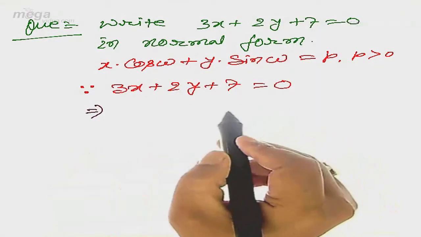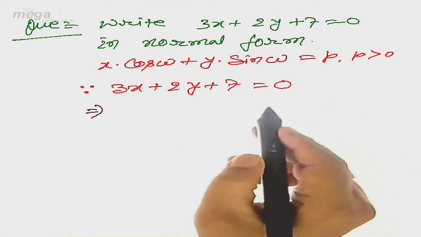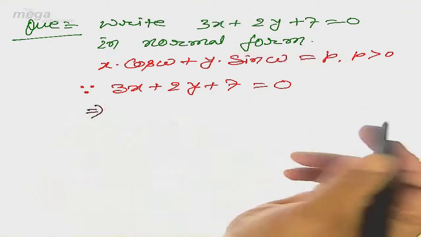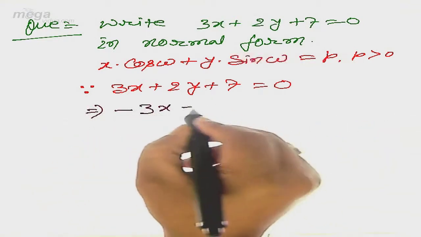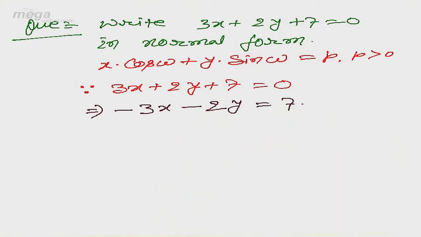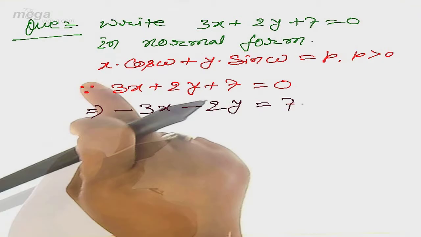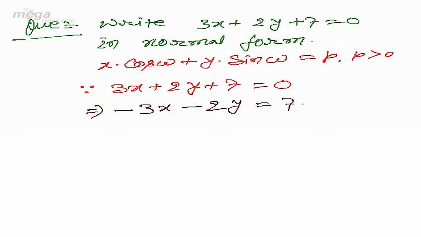But when you transfer this 7 to the right side, it becomes minus 7. So we'll transfer 3x and 2y to the right side to make 7 positive. So it becomes minus 3x minus 2y is equal to 7. Now from here you can see cos omega is the coefficient of x and sin omega is the coefficient of y. Cos square omega plus sin square omega should be equal to 1.